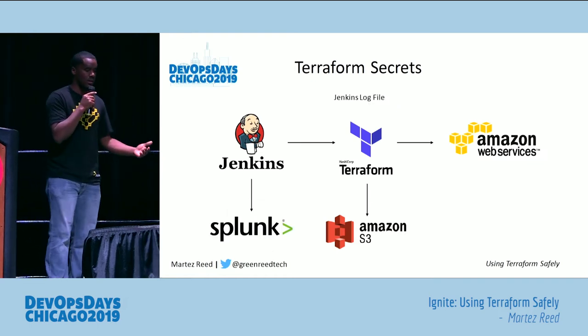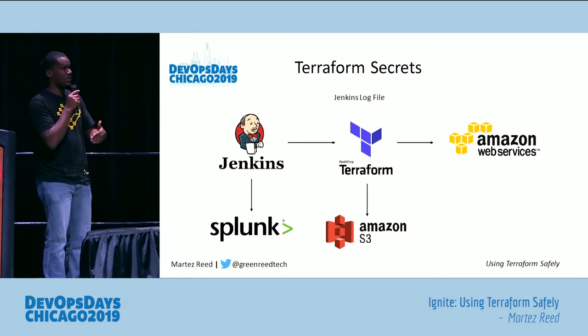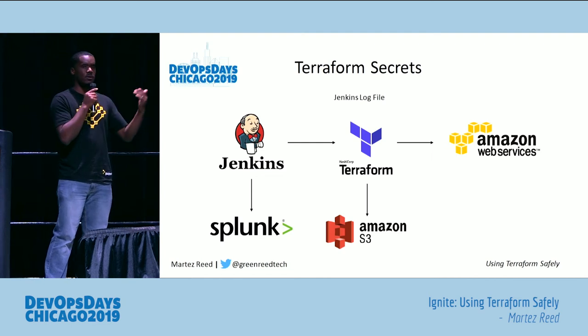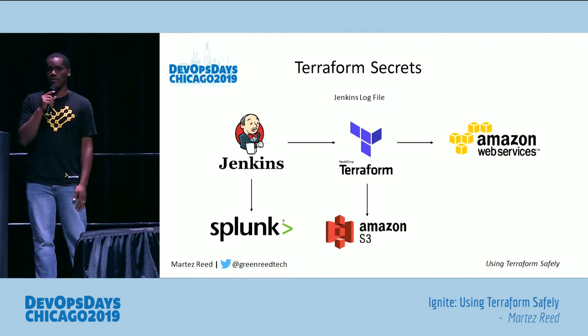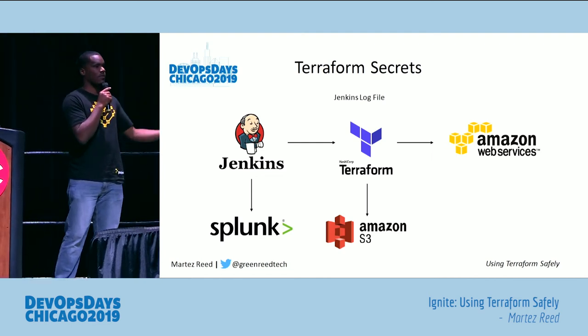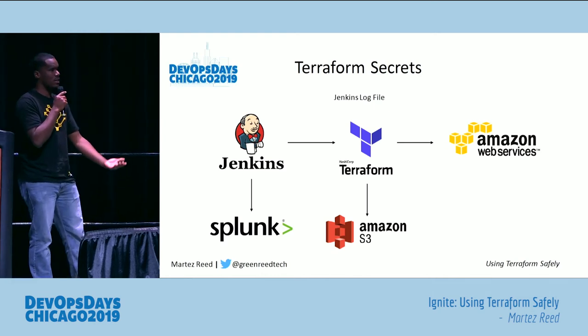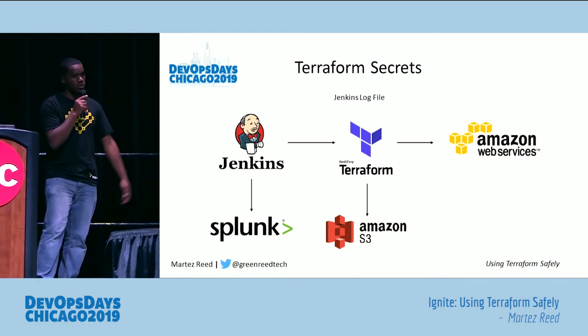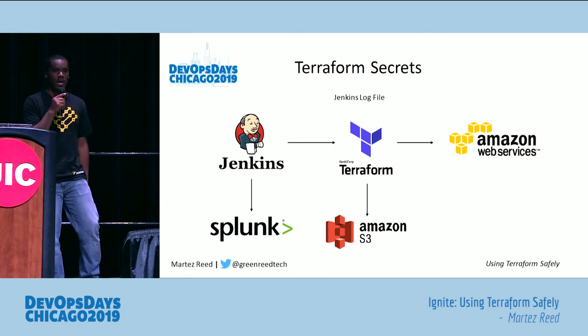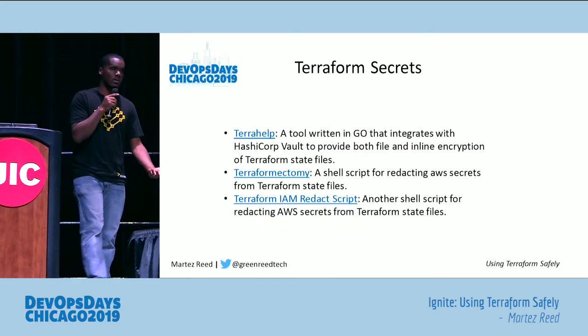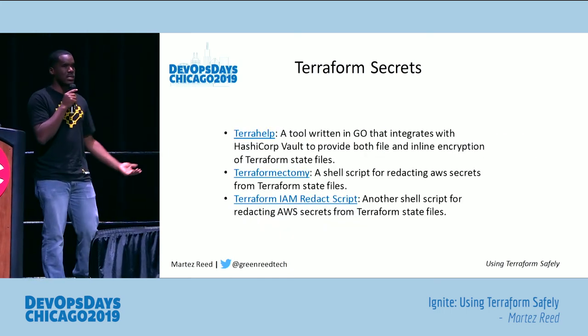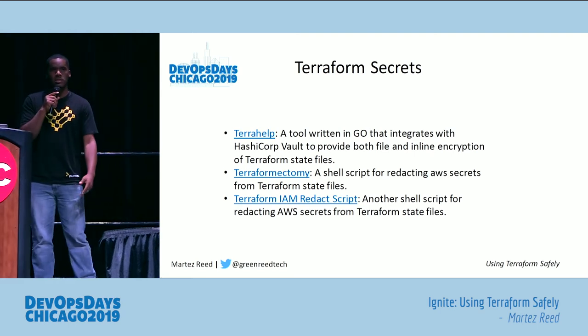Then you step past the console output. In the case of Jenkins, maybe those logs are also getting shipped to a tool like Splunk. So now we have to make sure that's protected too, or potentially redacted. You go down this potentially endless cycle if you're not aware of how it works. There are a number of open source projects out there that aim to address this issue.